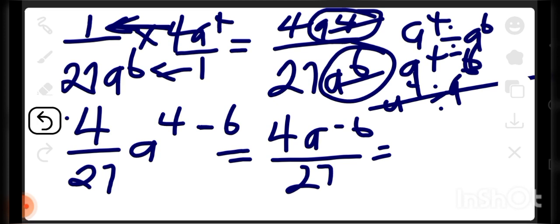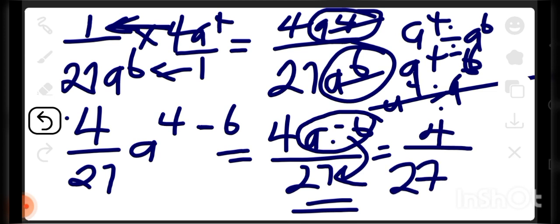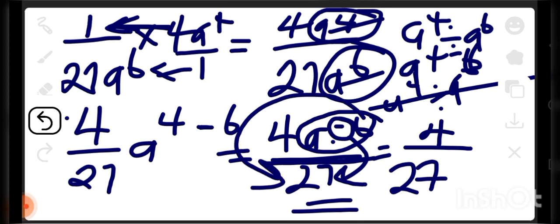Or we can also bring this down, we have 4 over 27. If you are bringing this across, the sign will change to plus. If you move a number from numerator to denominator, it will change sign. If you move a number from denominator to numerator, it will also change sign. Take note of that. It's very, very important in mathematics.